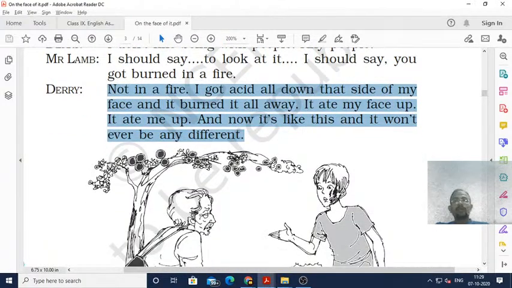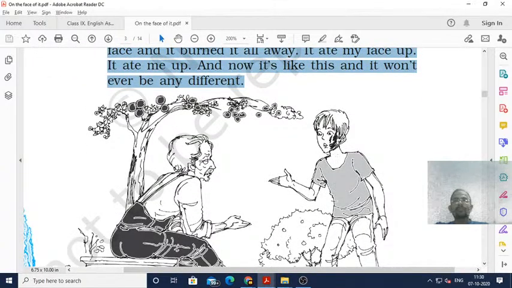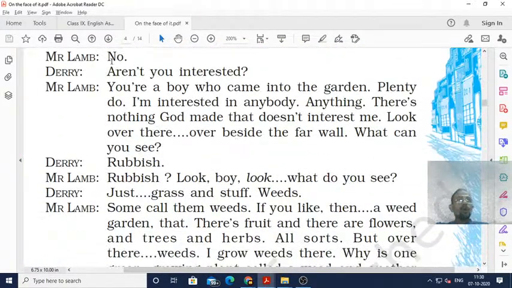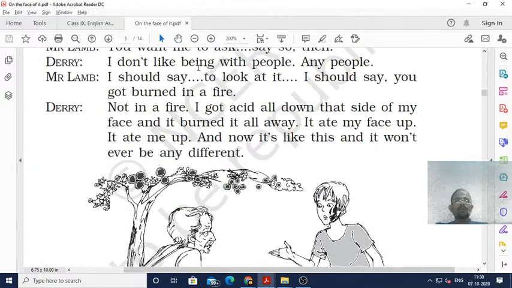So you see, this is the face. This is his face. You can see here, dear students. One side of his face has been burned by the acid actually. Okay, so you can see here. Now you see, Mr. Lamb says, no, aren't you interested? No. What is no all about? Let's find out. And now it's like this and it won't ever be any different.